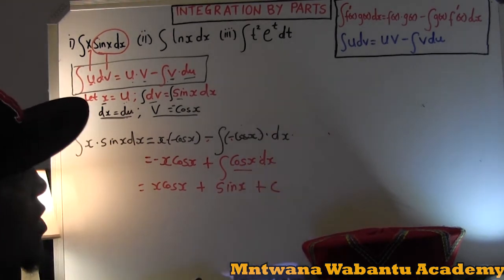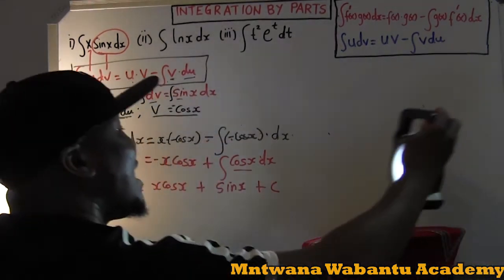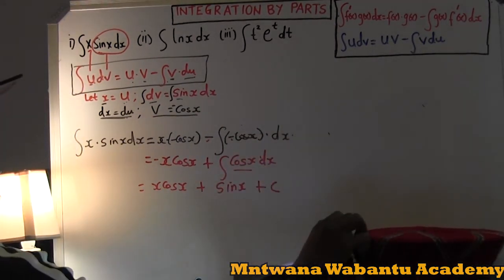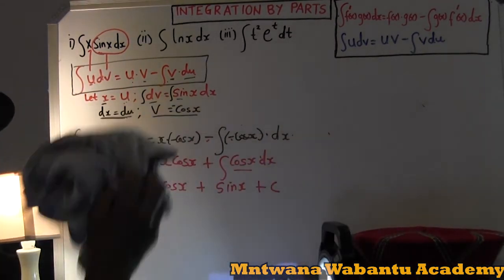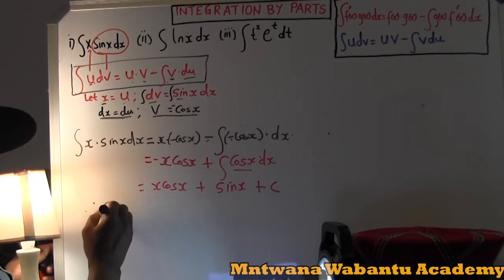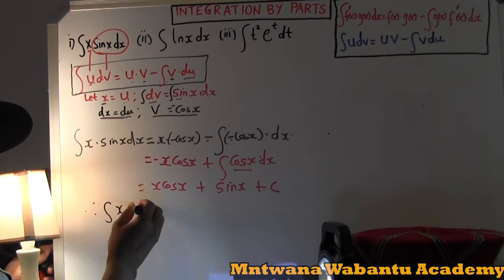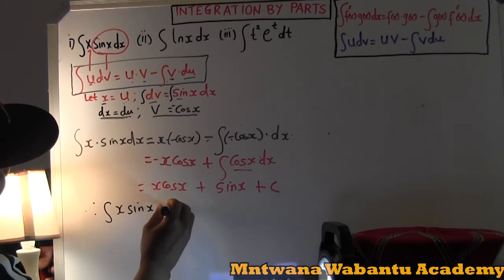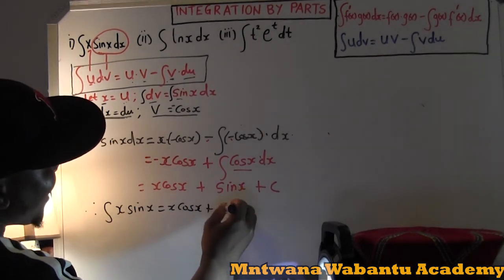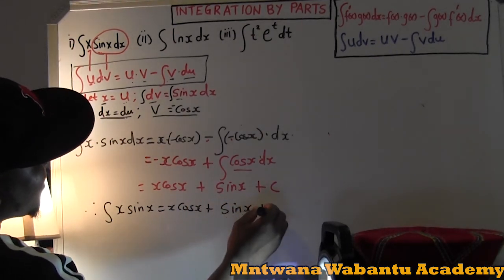Why do we add a constant? Because we don't have a limit. Since you don't have limits, you can just add a constant. So finally, if I integrate x sin of x, I'm going to get x cos of x plus sin of x plus c.